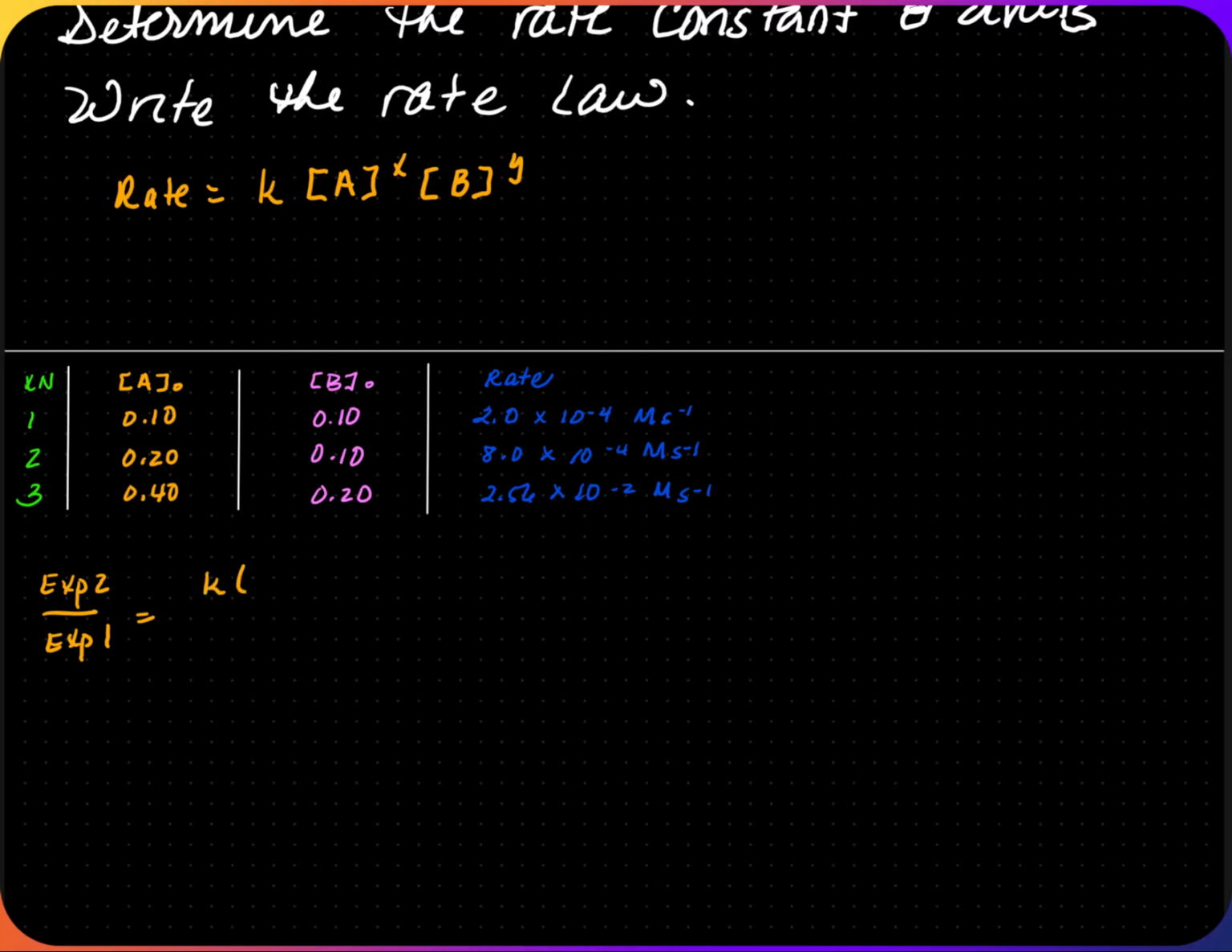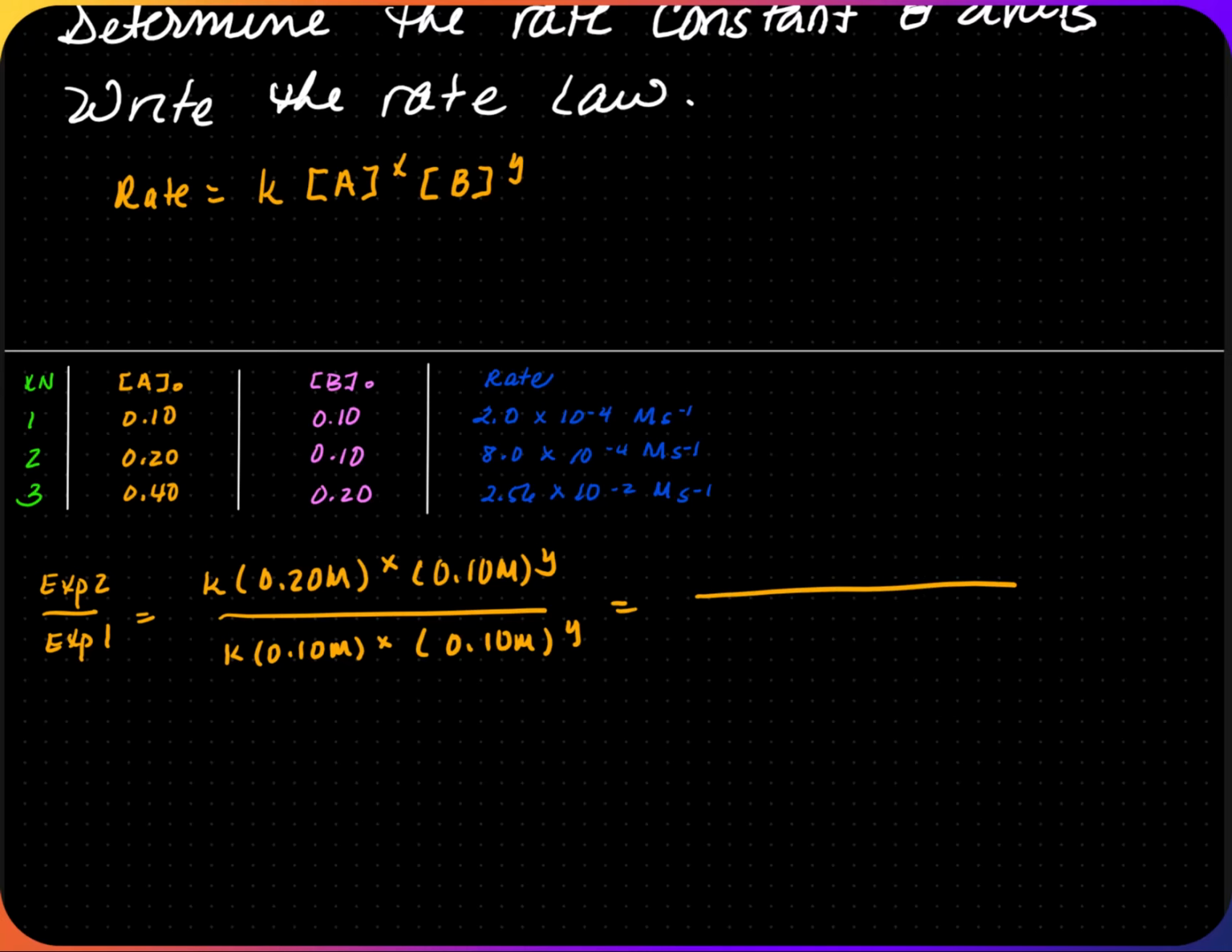So for experiment 2, that's going to be K times 0.20 molar to the X and 0.10 molar for B to the Y, over experiment 1, which is going to be K times 0.10 molar to the X, and for B is 0.10 molar to the Y. This is equal to the rates. This is 8.0 times 10 to the negative 4 molar times second to the negative first, divided by 2.0 times 10 to the negative 4 molar second to the negative first.